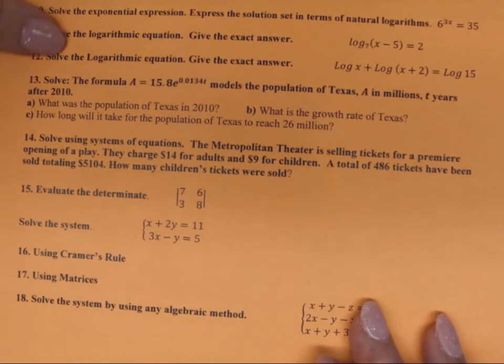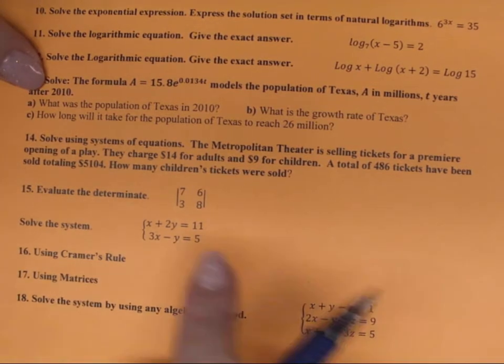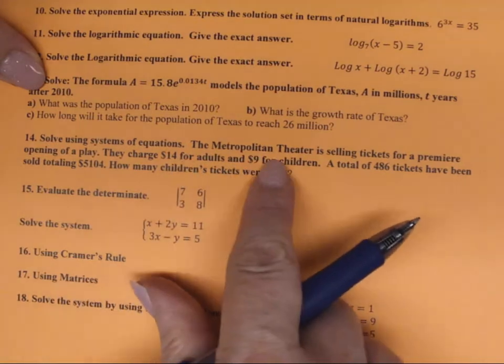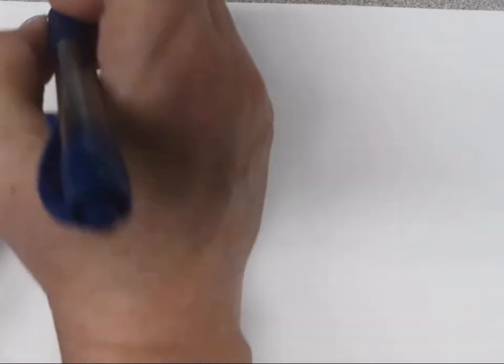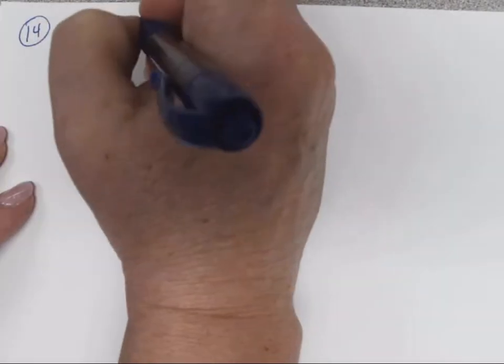So the first thing you got to do is figure out what your totals are. We have two totals and we have two dollar amounts. So pick a ticket. You've got to pick two variables for your tickets. You can use adult and children, so A and C, or X and Y. Usually you guys like X and Y.